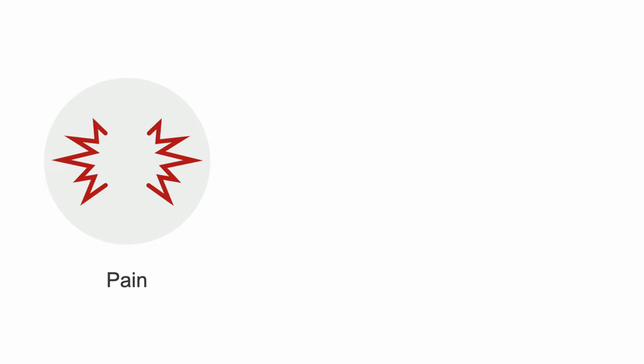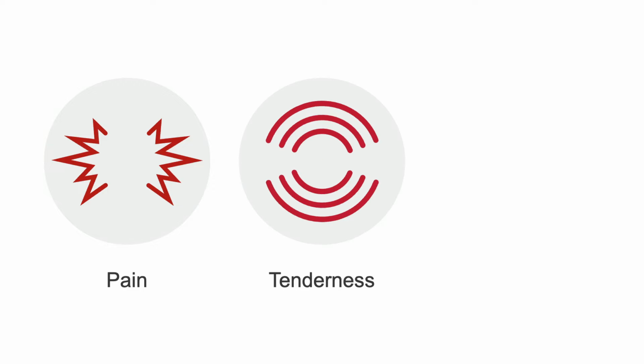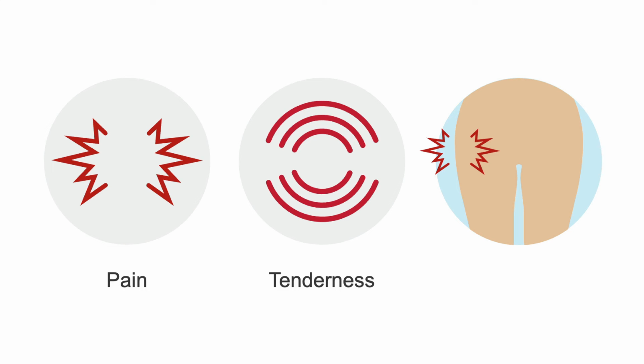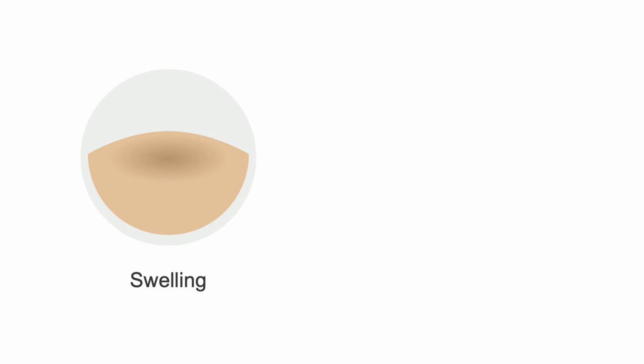Patients typically present with pain and tenderness where the bursa is located. For example, in the lateral hip when the trochanteric bursa is affected, or in the anterolateral shoulder when the subacromial bursa is affected. Swelling may or may not be present depending on if the bursa is superficial or deep.